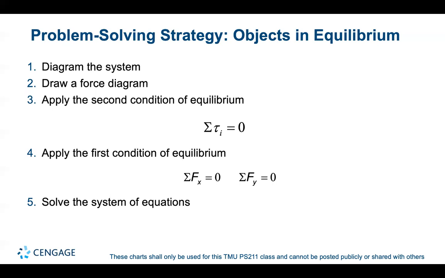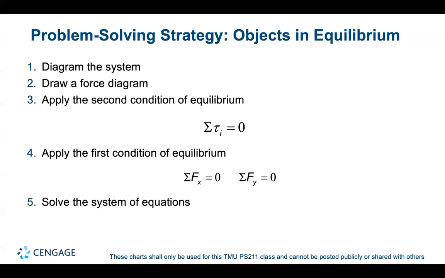So let's talk about a problem-solving strategy for objects in equilibrium. Because we can choose any location for calculating torques, it is usually best to select an axis that makes at least one torque equal to zero, just to simplify the net torque equation. Here is a general procedure for solving problems that involve objects in equilibrium.